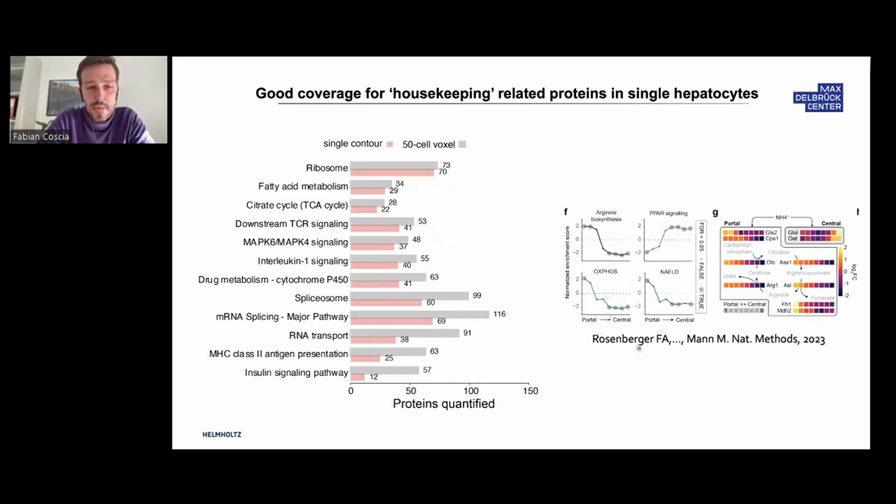In fact, my previous group also looked more specifically at the spatially resolved proteome differences in murine hepatocytes, and could clearly show that in liver there's a very strong association between the spatial location of the hepatocytes and the proteome of these cells, indicating that using these highly sensitive mass spec methods, we can now for the first time really address and analyze the cell type and spatially resolved proteome of individual cells.